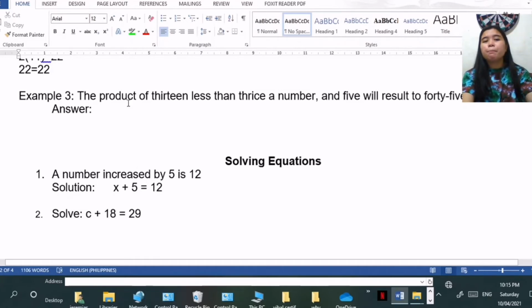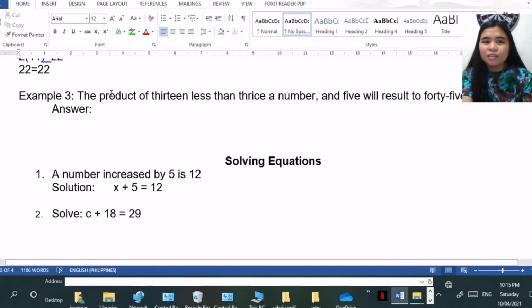So, we have here the product of 13 less than thrice a number and 5 will result to 45. Diba? Kapag binasa mo lang dyan, napakagulo naman, napakadami ng sinasabi. Paano ko gagawin tong number sentence or equation or expression? Paano? So, isa-isahin natin. The product. Sabi pag sinabing product, that is multiplication. The product of, ano yung i-multiply? 13 less than thrice a number and 5.